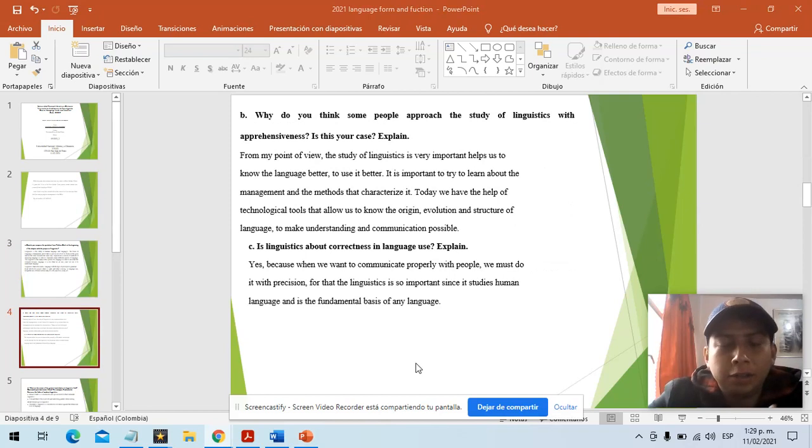The second question: why do you think some people approach the study of language with apprehensiveness? Is it your case? Explain. From my point of view, the study of language is very important; it helps you to know the language better, to use it better. It's important to try to learn about the management and the methods that characterize it. Today we have the help of technology tools that allow you to know the origin, evolution, and structure of languages to make understanding and communication possible.